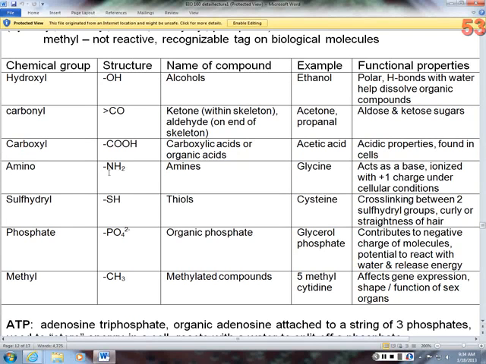The amine group is this NH2 on here. So it gets named amino on there. So this is what's on your amino acids: you've got this on one of the carbon legs, and you've got this on the other carbon leg on here. So an example of an amino acid would be glycine. There's lots of other ones out there. It can act as a base, and it can be ionized with a +1 charge under cellular conditions.